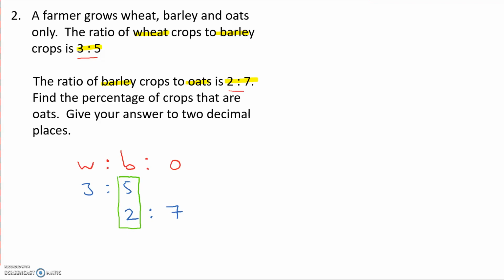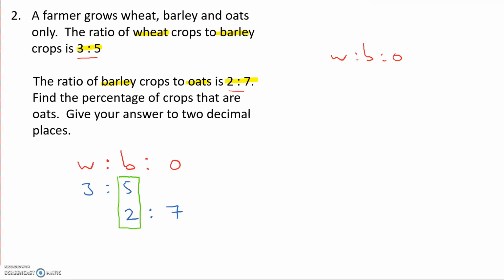So how are we going to do that? We need to get a common multiple of that 5 and 2. So I'm thinking maybe 10. Okay, 2 times 5 will give us 10, 5's going to 10, 2's going to 10. So we're going to now multiply both ratios so that that middle number is 10. Let's just put the W to B to O again.